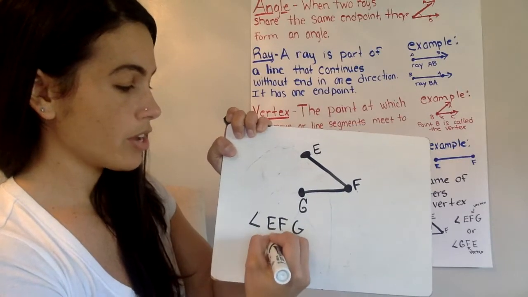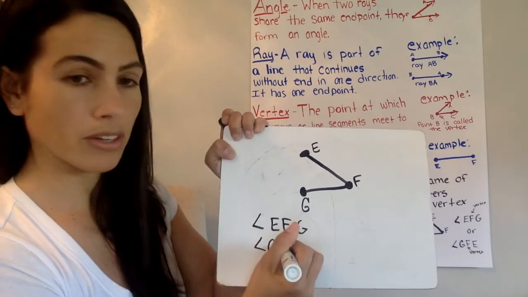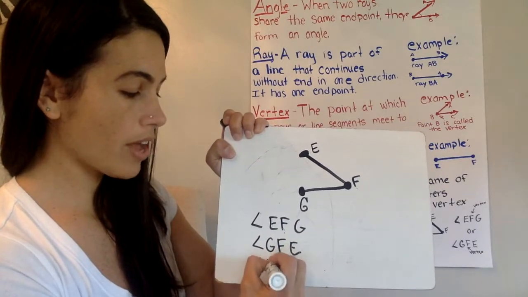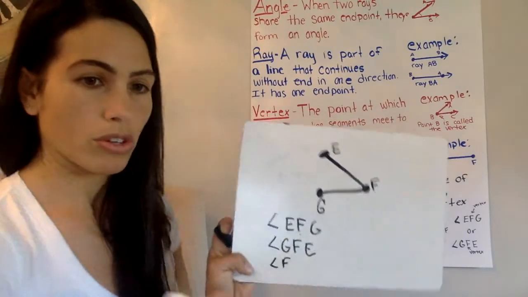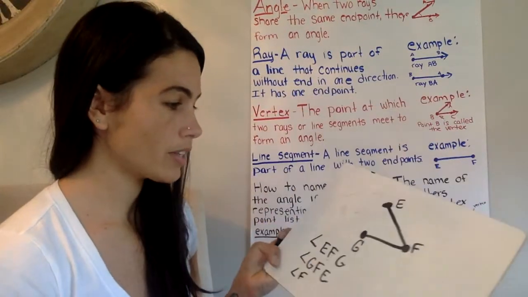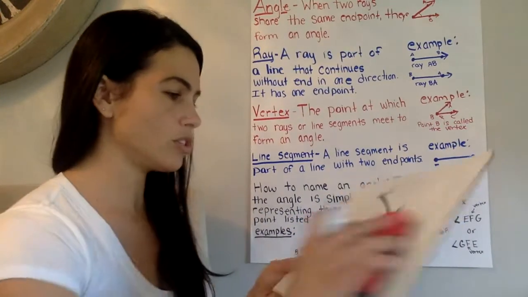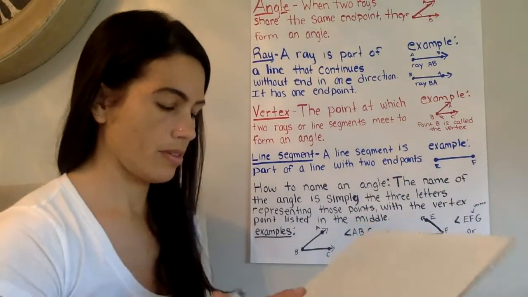Or you could write G, F, E, where F is still in the middle. Or you could just write angle F. So that's how you name an angle. I'm going to do one more with you guys, okay? And let's do this angle.